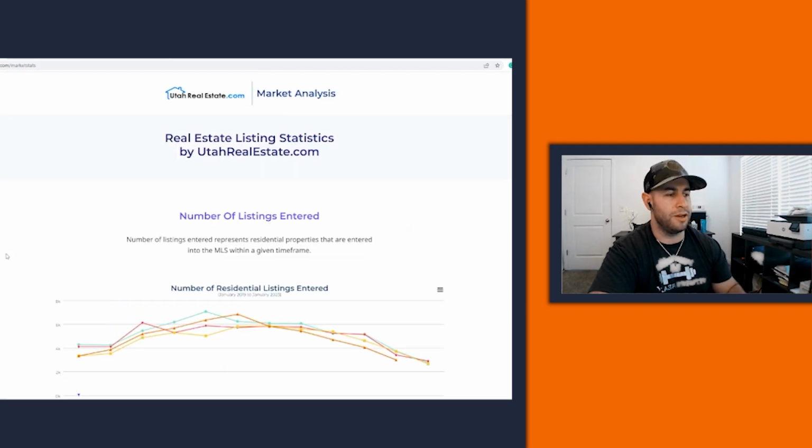Let's go to the UtahRealEstate.com market analysis. Thank you, UtahRealEstate.com, for putting all this together. This is the company that we pay our board dues to, and they put all this together, so I wanted to say thank you to them.